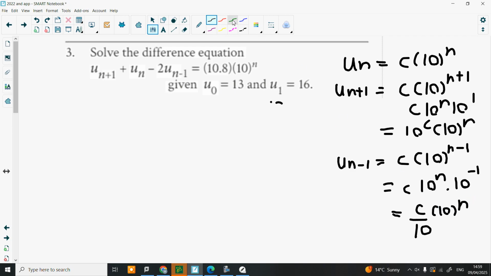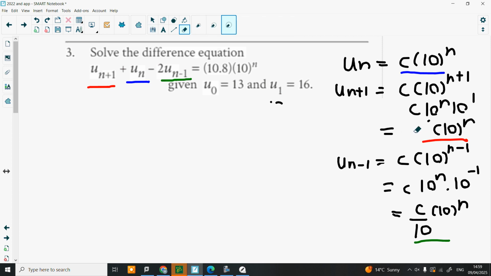Now, we're going to sub it in. The red one goes here. The blue one goes here. And the green one gets multiplied by 2 and goes there. Is that okay? So let's see what we get. Oh, sorry, it's not power, it's just 10. Sorry, it's meant to be 10c. Thanks for that. I did write it wrong. Is that okay?